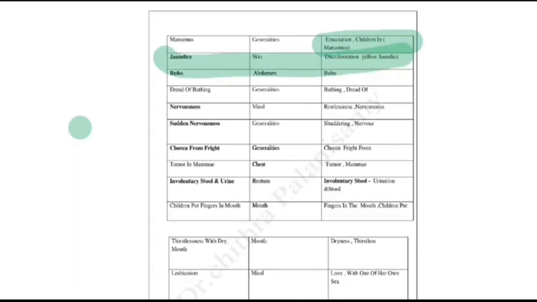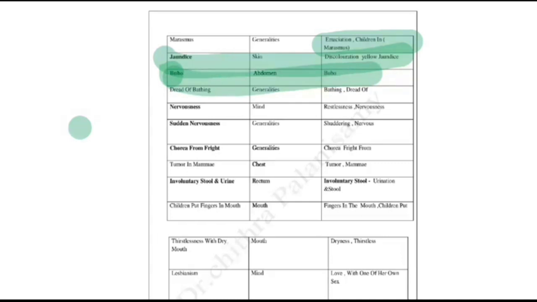Then we are going to see some other rubrics, like marasmus, which we all know, the diagnostic rubric. We can find it in the generalities chapter, emaciation, children, and in brackets we can see the marasmus. Then jaundice, very very important, where we can find skin discoloration, yellow, jaundice. Then bibo is also very important, which we can find in the abdomen chapter.